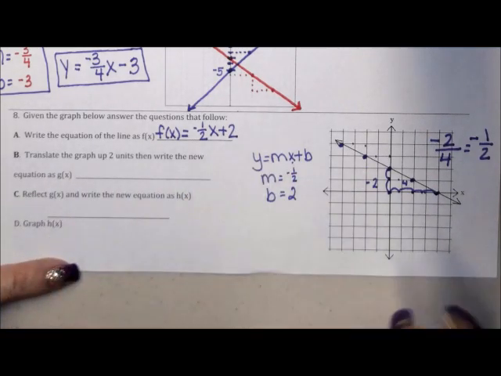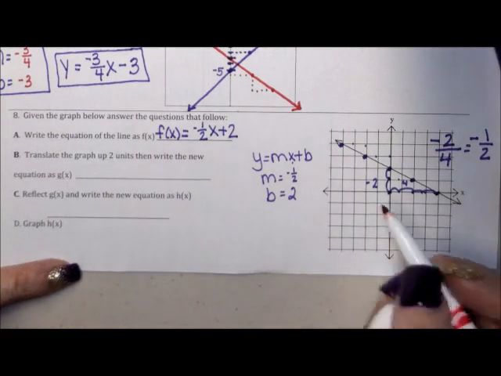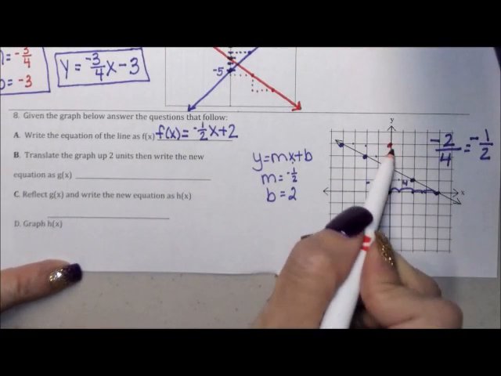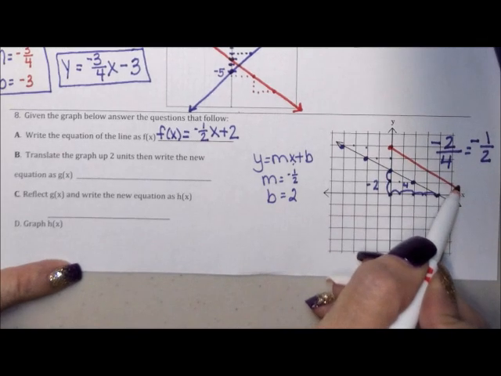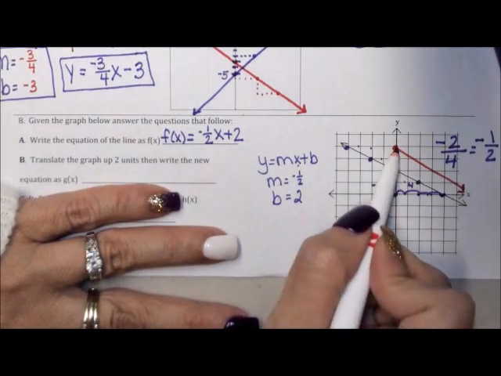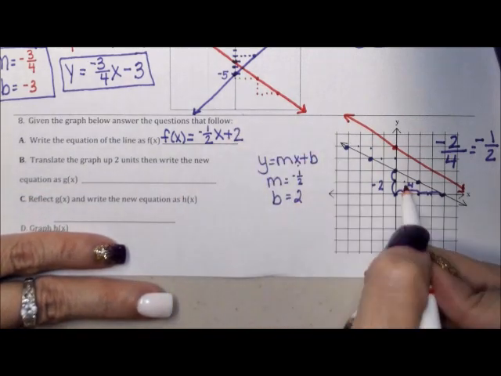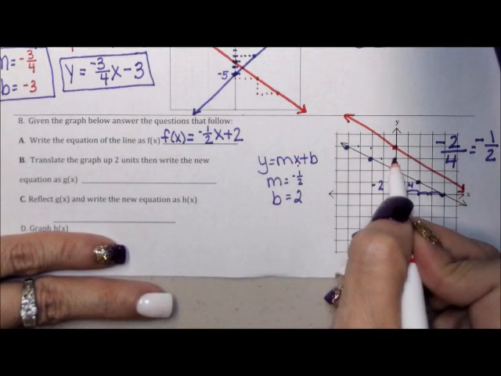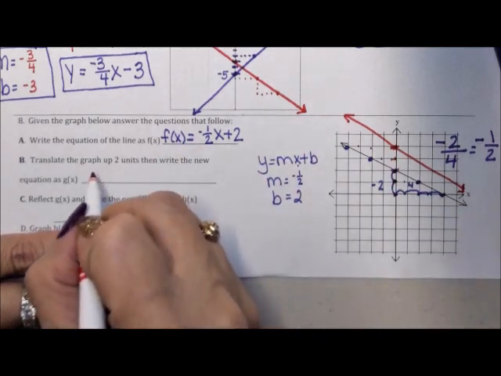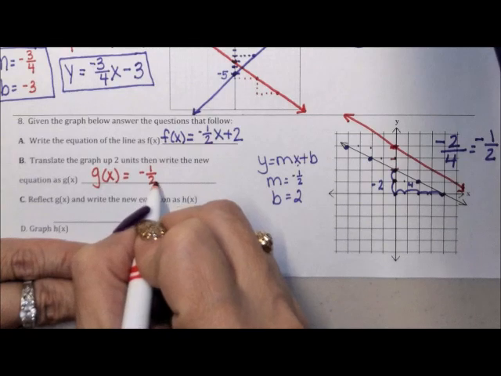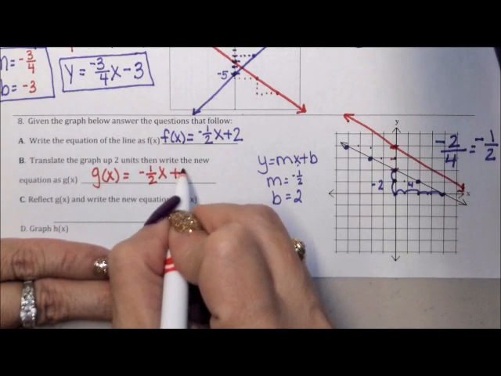Translate the graph up 2 units and then write the new equation. So I need to take this and move it up 2. Everything else needs to stay the same, right? So if I translate this up 2 units, now I'm at 1, 2, 3, 4. I am now at g of x, which is the same slope, but now we are at 4.